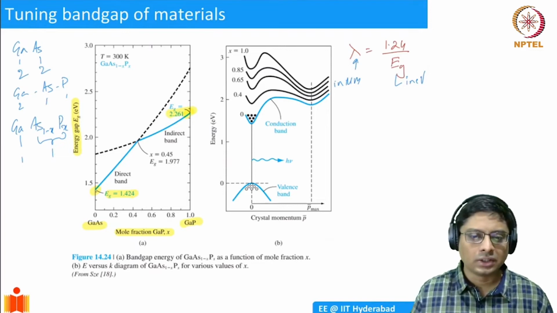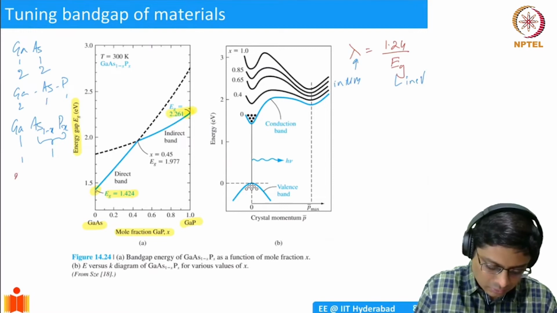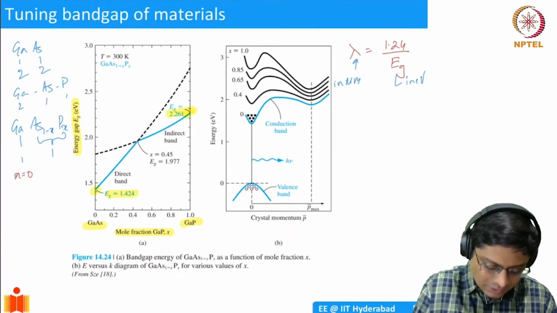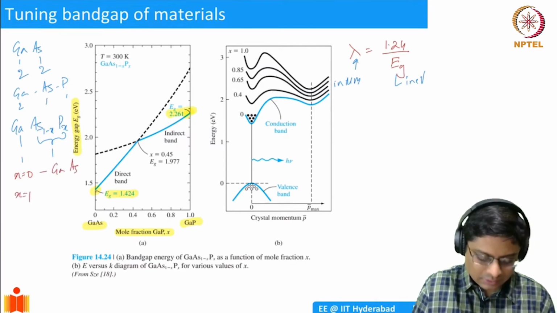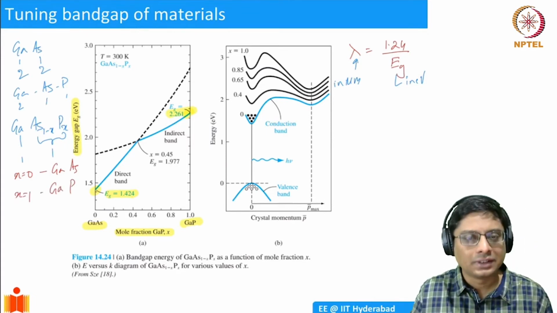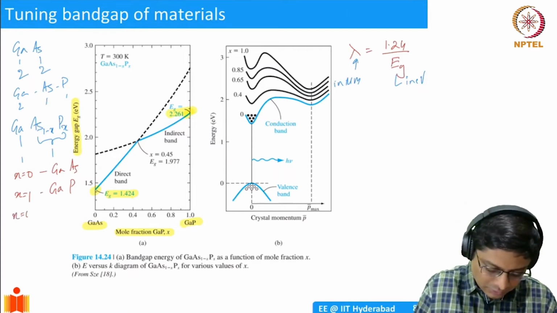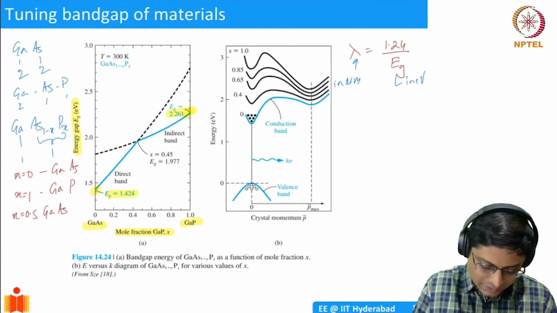If I make x equal to 0, I have all arsenic atoms only, so I have gallium arsenide. If x equals 1, I have all phosphorus atoms, so it becomes gallium phosphide. Now, what if I do some combination? What if I choose x equal to 0.5? If I do that, for every 2 gallium atoms, there is one arsenic atom and one phosphorus atom.